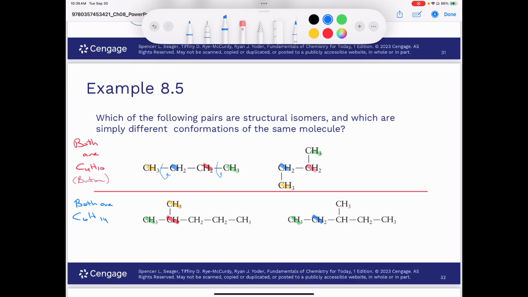And we're going to look at nomenclature later on, but if you name these two molecules, they're different. And again, I'm getting ahead of myself, but this molecule is called 2-methylpentane, and this molecule is called 3-methylpentane. And we'll cover nomenclature in a later video, but this is just another way of proving that these are not the same molecule, okay? And so these would be structural isomers.